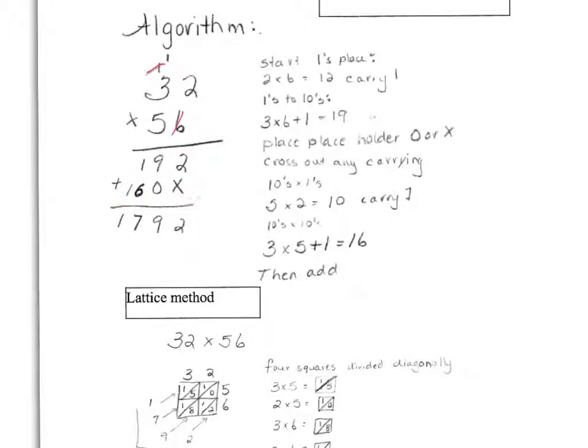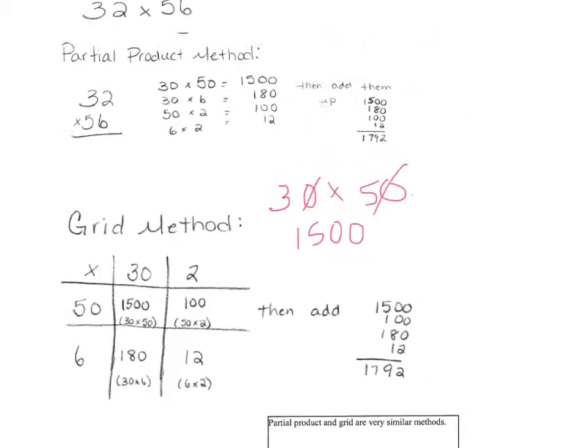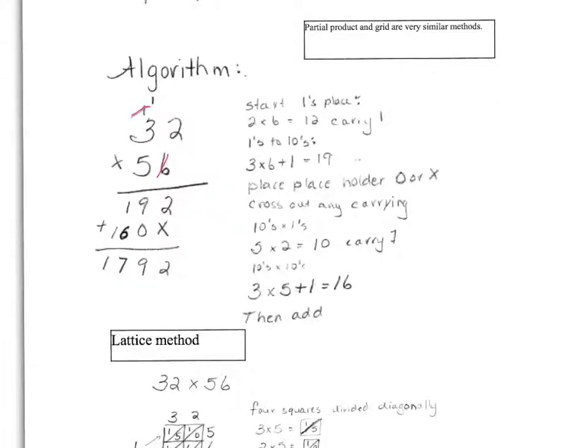Now I need to add. 2 plus nothing is 2, 9 plus nothing is 9, 1 plus 6 is 7, 1 plus nothing is 1. As you can see, you end up with the exact same answer as you did for a grid method or a partial product method. So whichever method you find most effective for yourself, feel free to use that one.